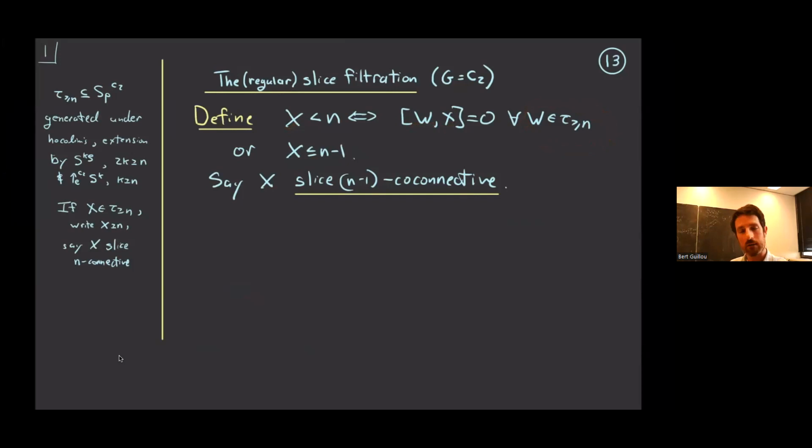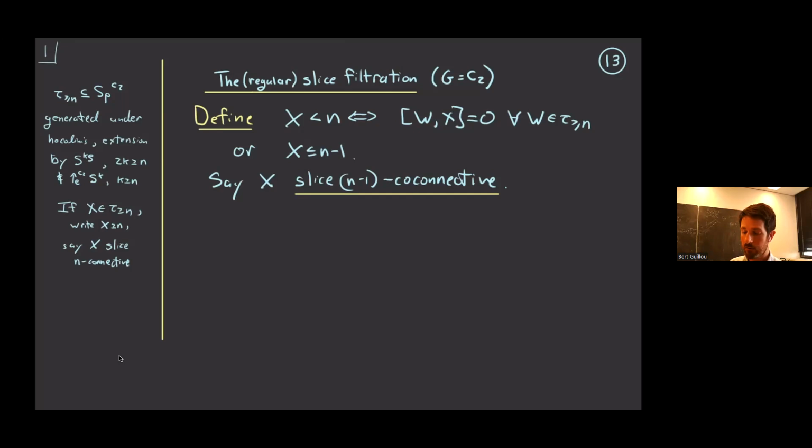The motivation and intuition really come from the classical Postnikov filtration. There are different terminologies you'll find, but slice N minus 1 co-connective is really dual to the connective language, so that's the terminology I prefer.